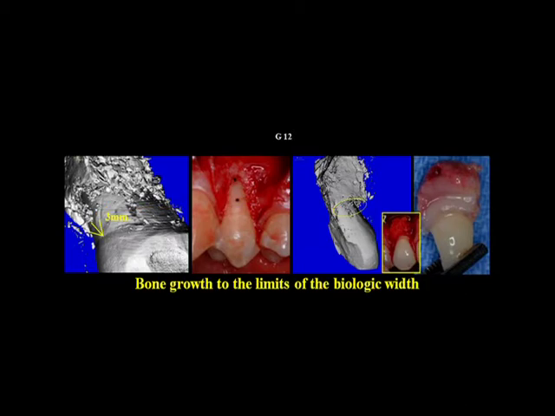And again, if you look at this, we left space with our TCP here for the biologic width, and that's exactly what we're getting. We are getting regeneration to the limits of the biologic width. And we're not just getting a little bit of regeneration.